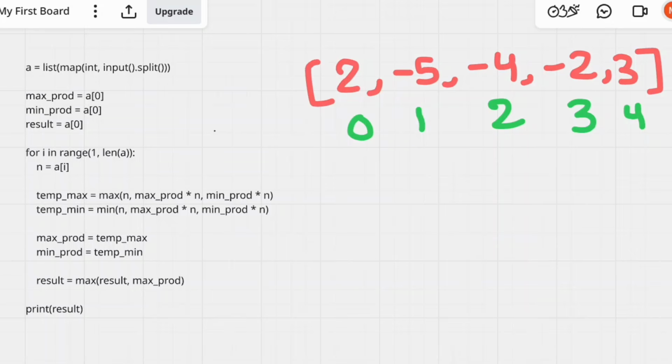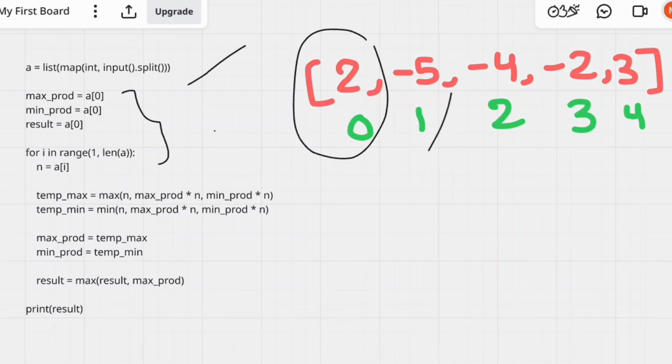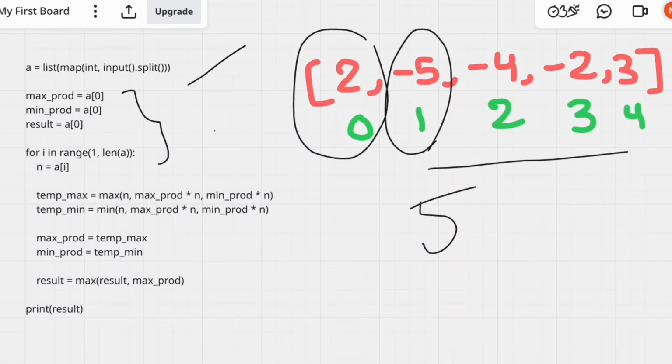Let's take an input array. Here we are taking space separated numbers and converting them into a list. Now we need 3 variables. At the beginning, the first element of the array becomes max product, min product, and result. So the element at index 0 is initialized. Now we will start iterating a loop from the second element, which is at index 1, up to the length of the array. Length is 5. So it starts iterating from 1 to 4.